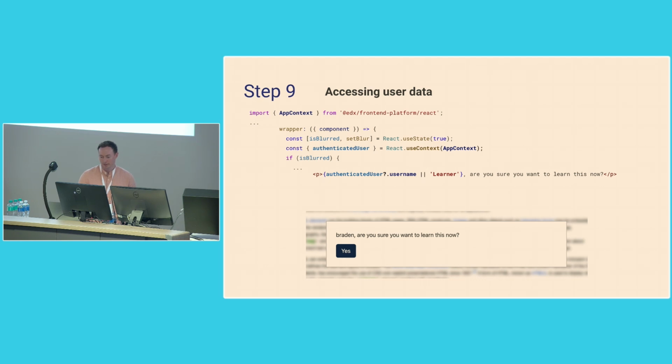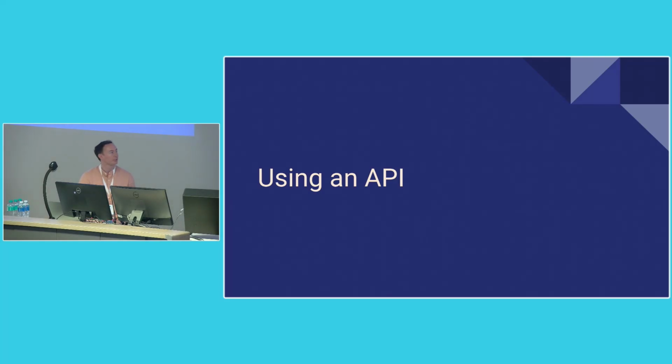That one is just 3 lines of code, so I'm going to keep going to using an API. So this one will be a little more involved. This is my sort of opinionated best practices version of how to use an API. There are many different ways you could do this.